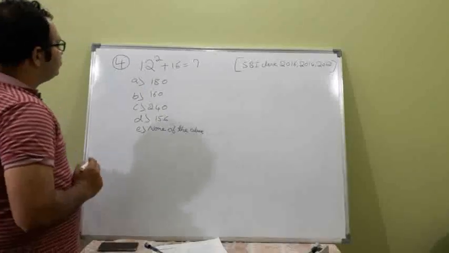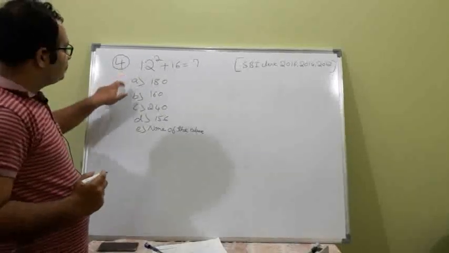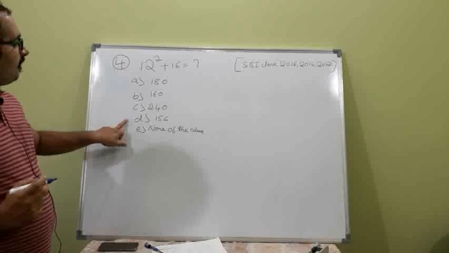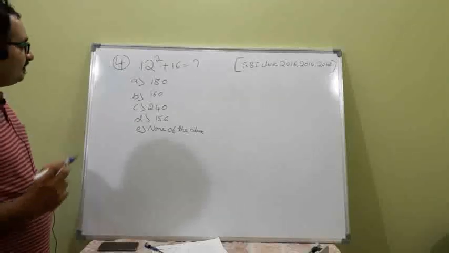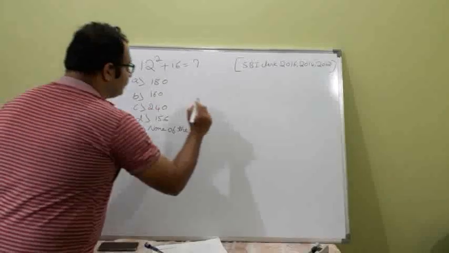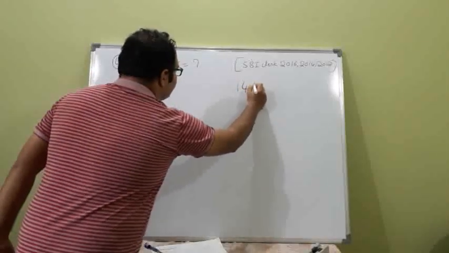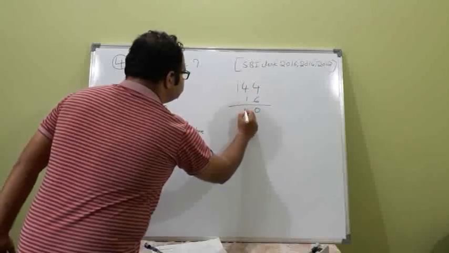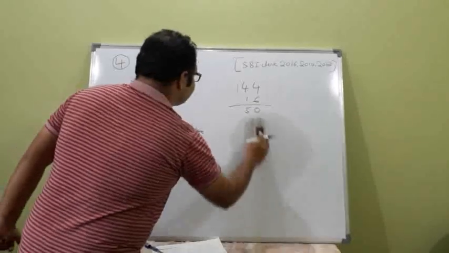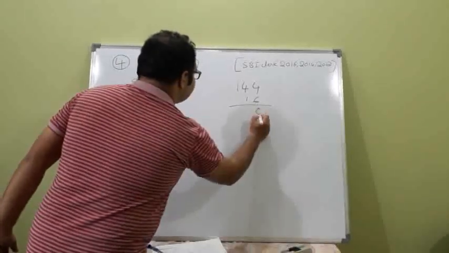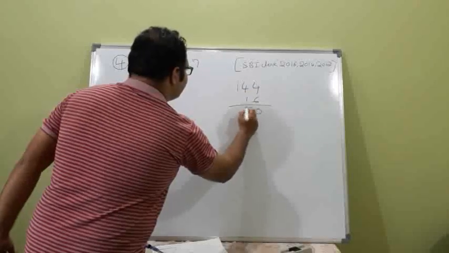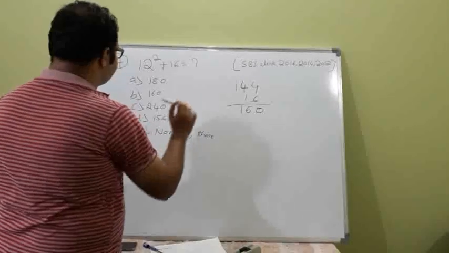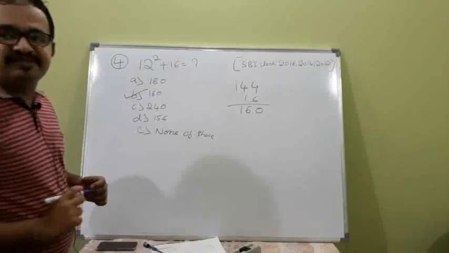12 square plus 16 is how much? Option A 180, option B 160, option C 240, option D 156, and again none of these. Let's solve the problem. We all know 12 square is 144 plus 16. Okay, 0, 1 carry, 5 1. So 150 plus 16 is 160. So option B is the answer.